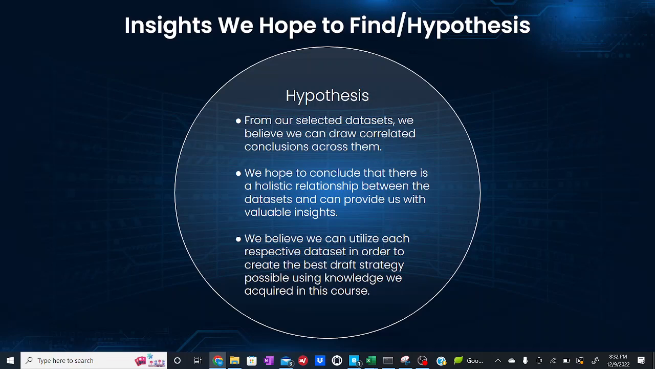The insights we hope to find in our hypothesis is that from our selected datasets, we believe we can draw correlated conclusions across them. We hope to conclude that there's a holistic relationship between the datasets and can provide us with valuable insights. We believe we can utilize each respective dataset in order to create the best draft strategy possible using knowledge we acquired in this course.